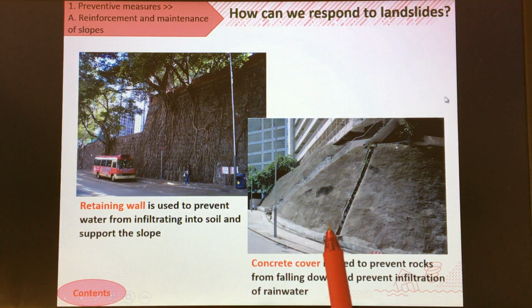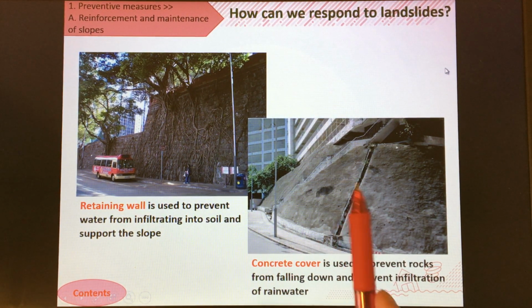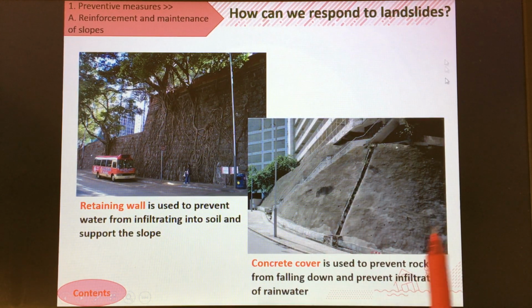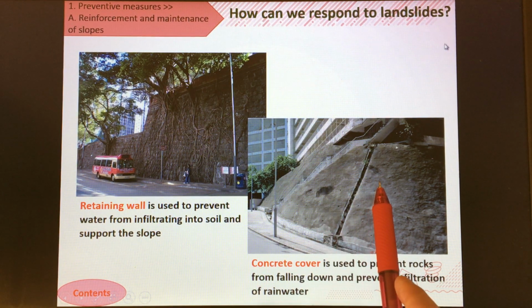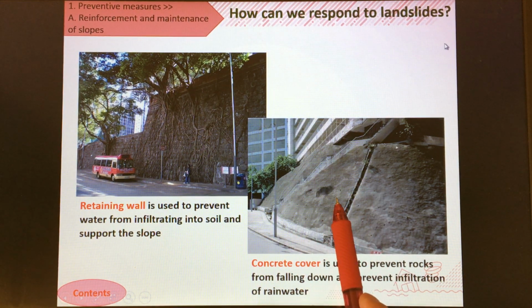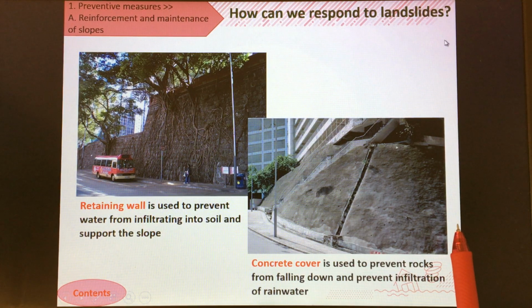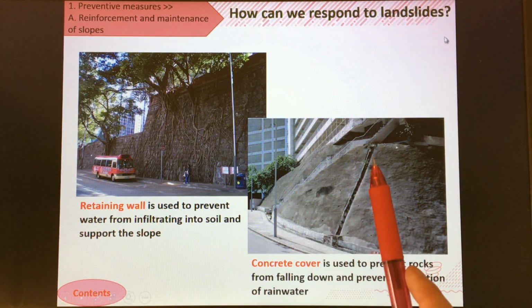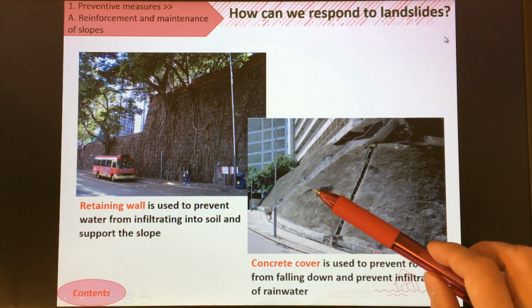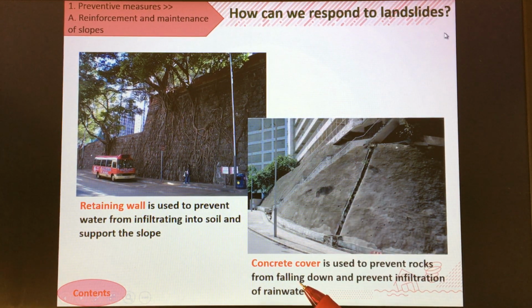And then for the concrete cover, it is also very common in the urban area. We spray the concrete on the slope, so that it can consolidate and strengthen the slope, and prevent rocks from falling. Here you may see some big rocks. When the whole slope is covered with concrete, these big rocks or other kinds of rocks can stick on the slope, preventing them from falling down.